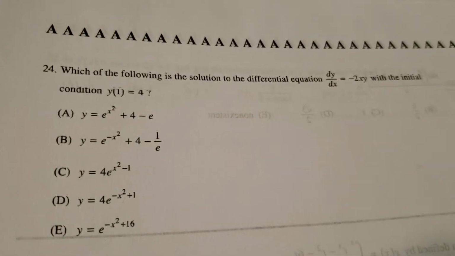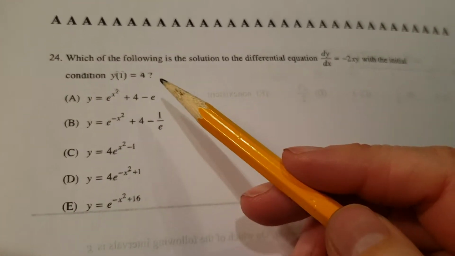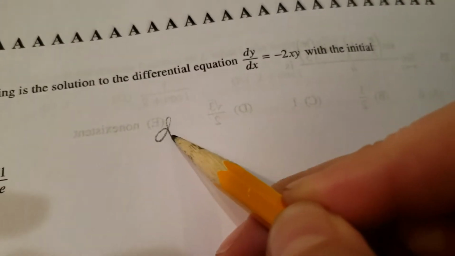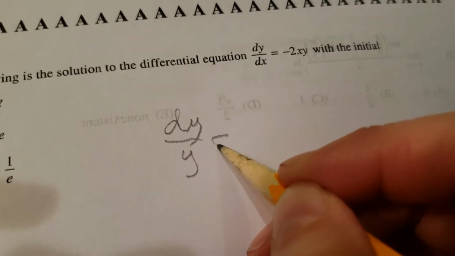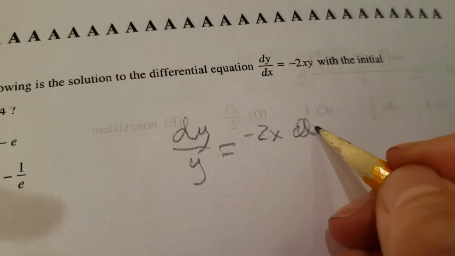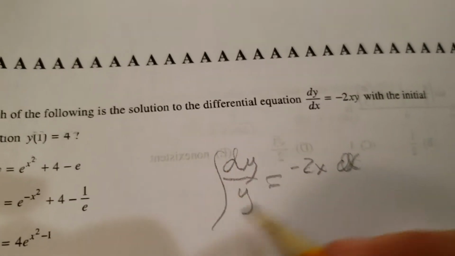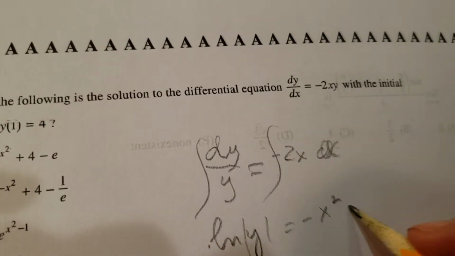Okay, 24. Differential equation. Okay, separate the variables, and substitute this after you integrate, 1, 4. Okay, so we're going to substitute. So we have dy over y equals negative 2x dx. Gosh, I can't do this by looking at my phone. Okay, so antiderivative: ln y equals negative x squared plus c.